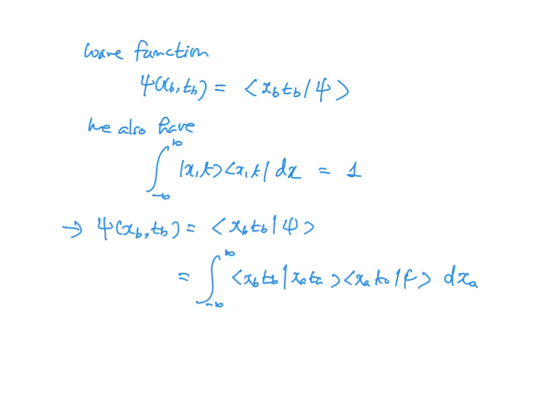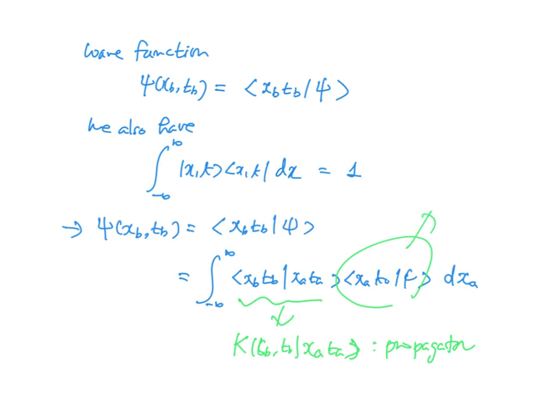So for this reason, many people write this as a propagator: xb tb xa ta, the propagator. And of course, this is the wave function at xa ta.